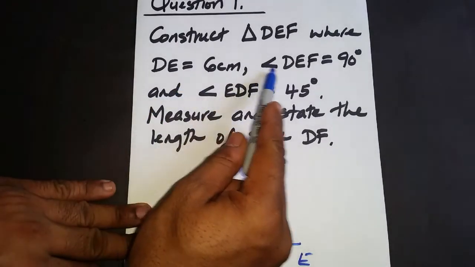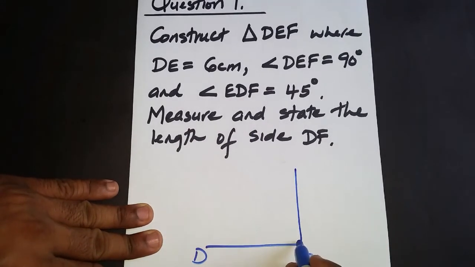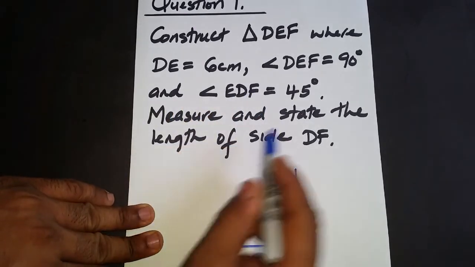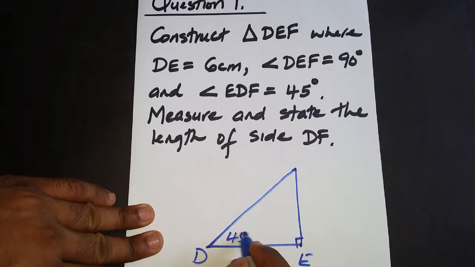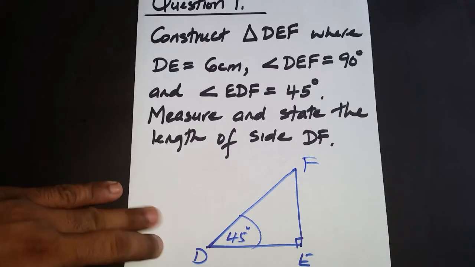And you're told that angle at vertex E is 90. So basically you're going to do a construction here to get a 90-degree angle. And then it says angle at vertex D is 45 degrees, which is going to come up this way. So essentially our triangle should look like this.